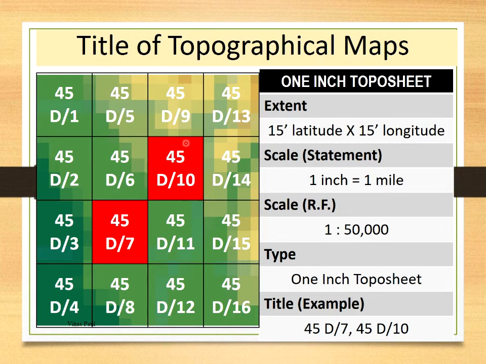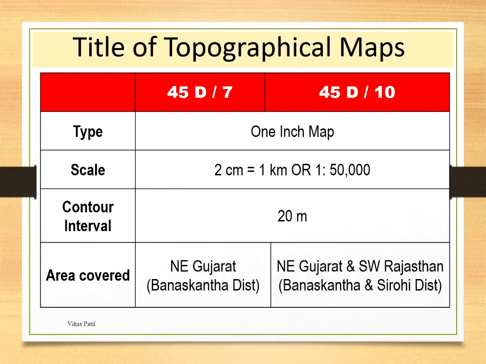The topo sheets that you have show these two sections, 45D/7 and 45D/10. These are 1 inch topo sheets. The scale here is 2 cm equals 1 km. RF would be 1:50,000. Contour interval is a new term. Just remember that it is 20 meters, fixed for both the maps. We will understand contour intervals in the upcoming videos.